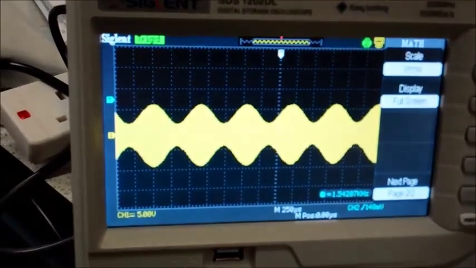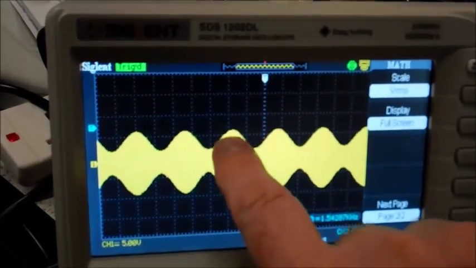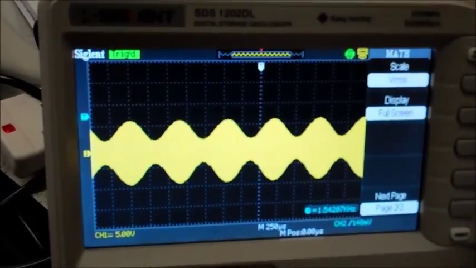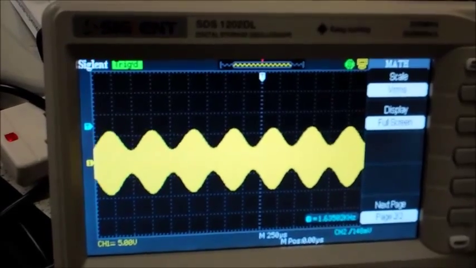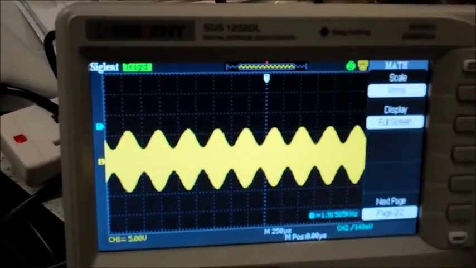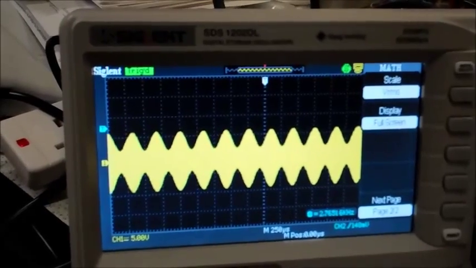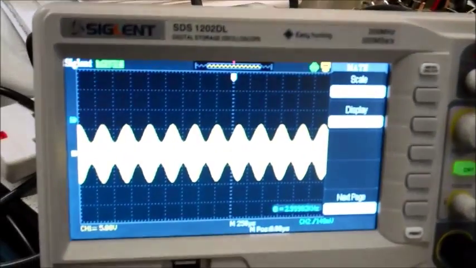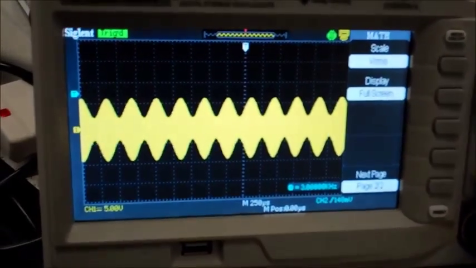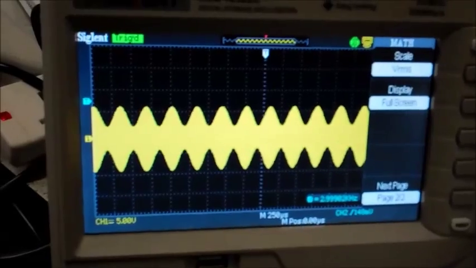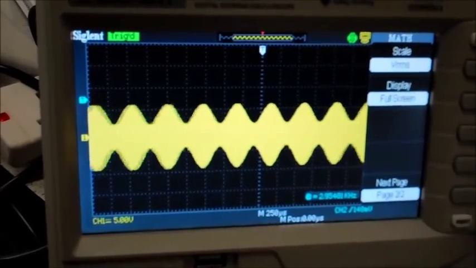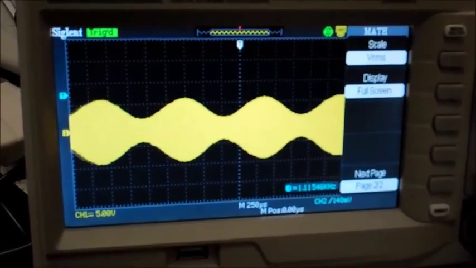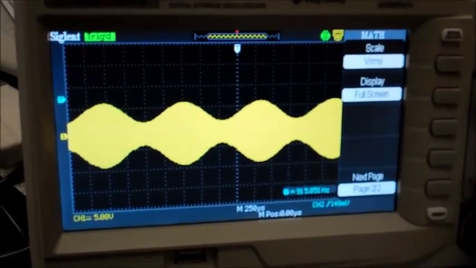So if I increase the frequency of the modulating signal, that's the signal that's producing this rather nice sinusoidal envelope here, we can see that those peaks are going to get closer together. Okay, so I've now cranked it up to around about 3 kHz, and we've got about twice as many peaks as we had before. And if I lower the frequency again, so all I'm doing here is just changing the frequency of the modulating signal. The carrier signal is remaining the same in frequency.